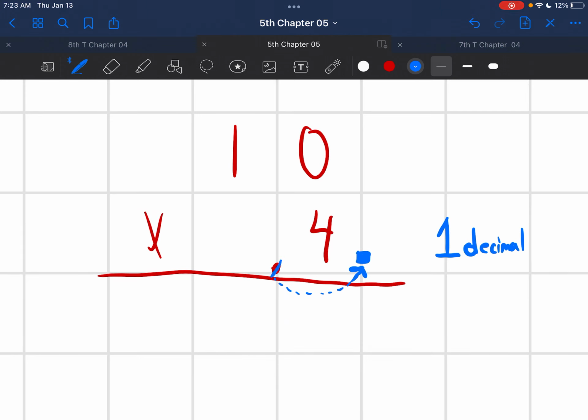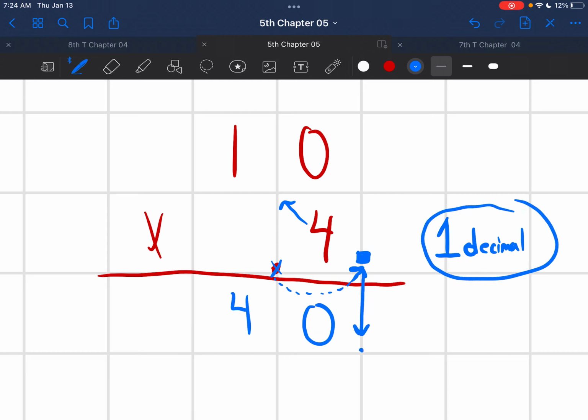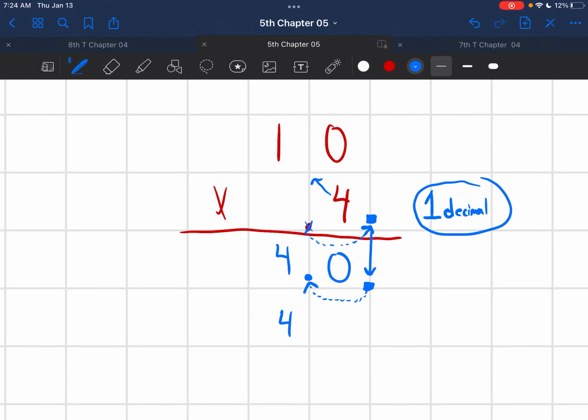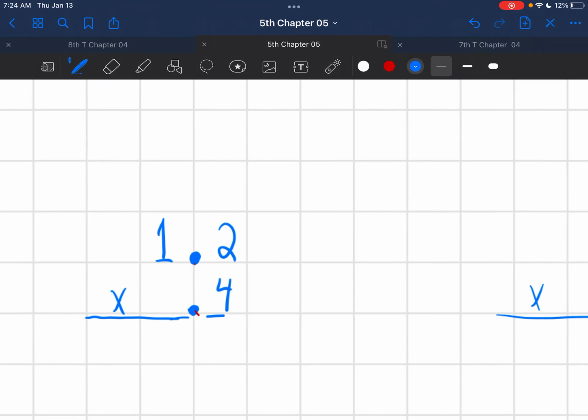So now let's multiply, pretend like this decimal is not here anymore. 4 times 0 is 0, and then 4 times 1 would be 4. But because I moved 1 decimal, bring it down like this, I have to move it back. If I moved 1 decimal, I have to move it back. So my new number is actually 4.0, or another way to write 4.0 is just 4, okay? We're going to do a few of these problems. We're going to practice them, and I think by the end of it, it's going to make a lot of sense, okay?